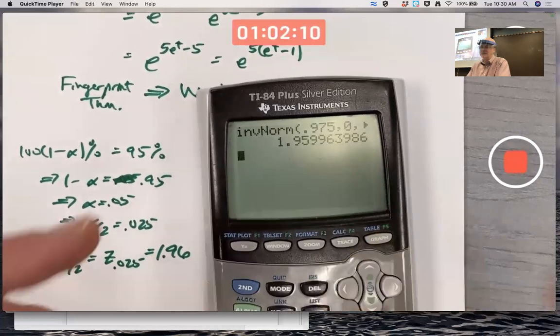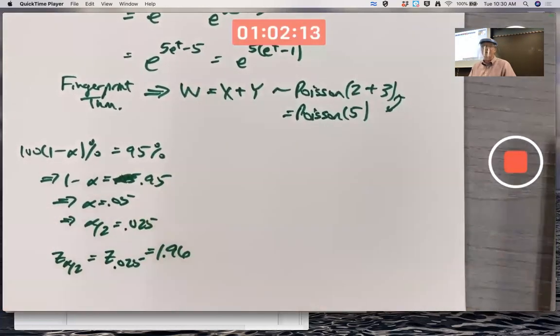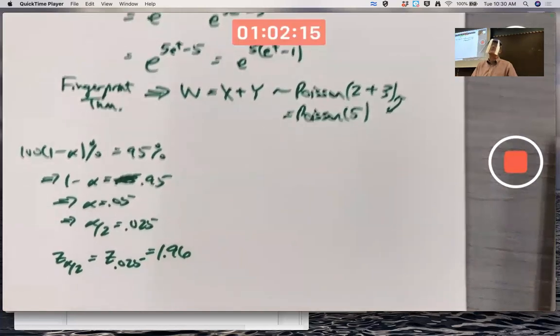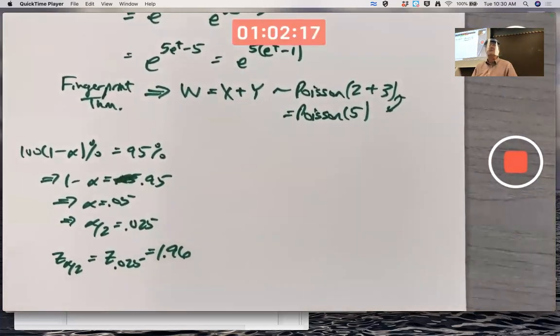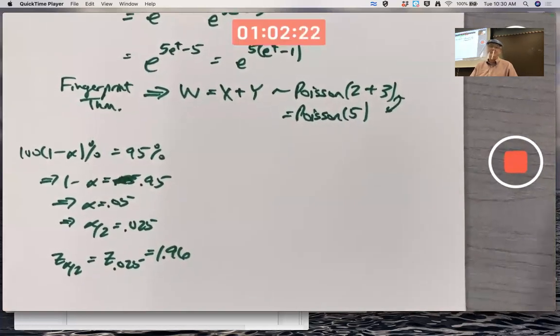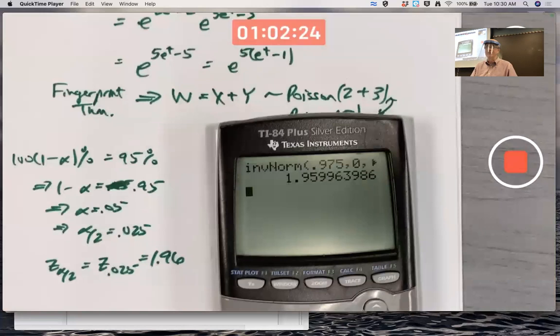And you should be able to do that process for other values of alpha, even maybe non-typical ones, when you've got your technology here. If I asked you for a 97% confidence interval, technically speaking, with your technology, you should be able to do it.